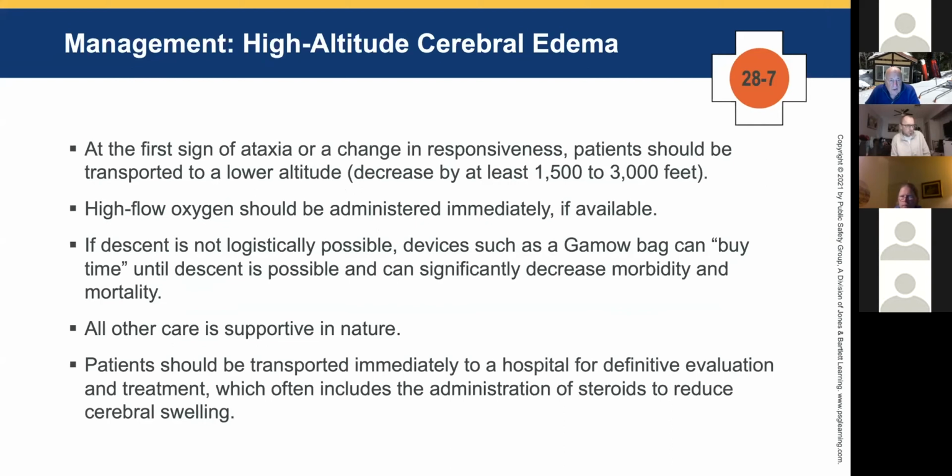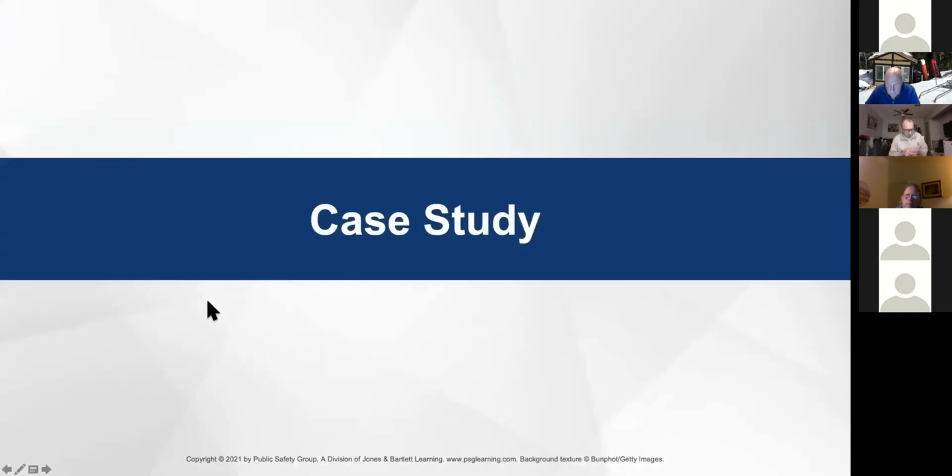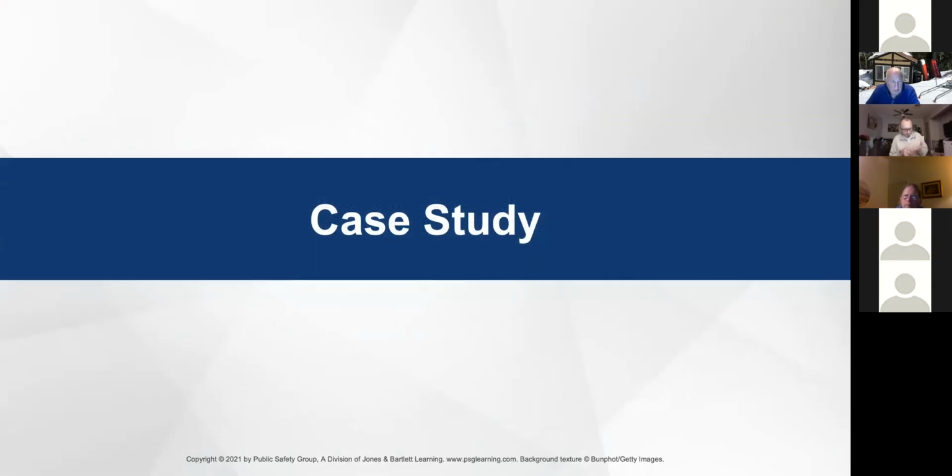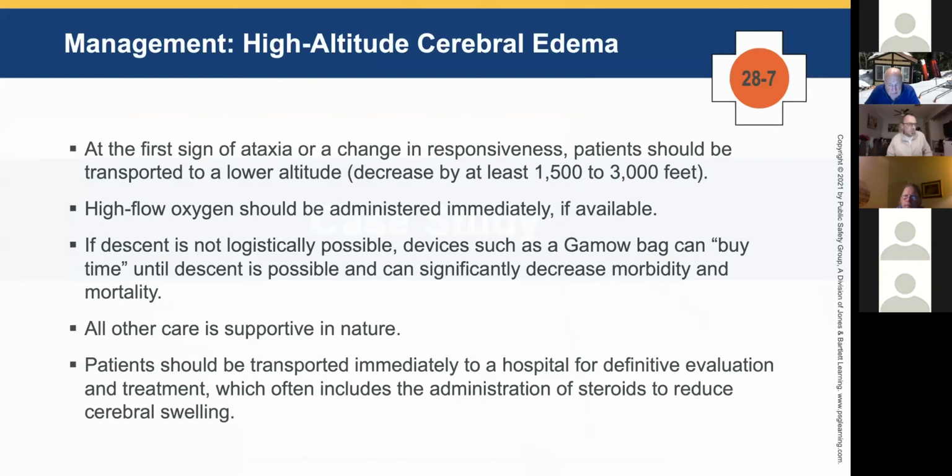A lot of this is repetitive. We talk about high flow oxygen and decreasing the elevation. We're talking about high altitude cerebral edema. Patients should be transported immediately to a hospital. I clicked the wrong button here and got a screen change. Patients should be transported immediately to the hospital for definitive evaluation, which often includes administration of steroids to reduce cerebral swelling.